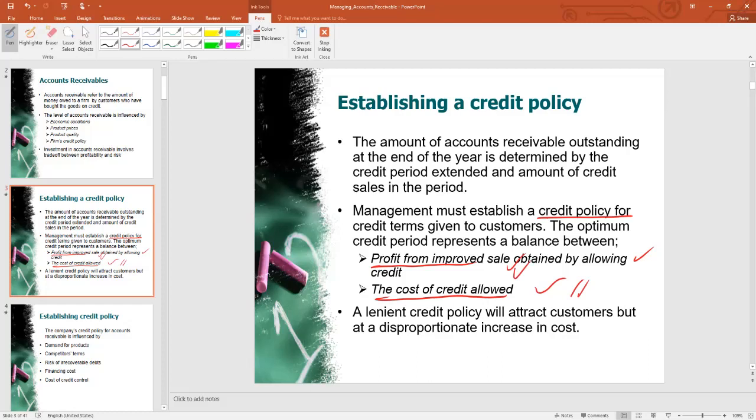One is called a lenient policy, as you may guess from the term. Now the company is not going to be strict with the customer. If the competition is giving the customer, let's say, 30 days, you as a company give your customer 45 days. So you give better terms of credit, better terms of trade, to your customer. You have a better relationship in that way when compared to the competition. That's a lenient policy.